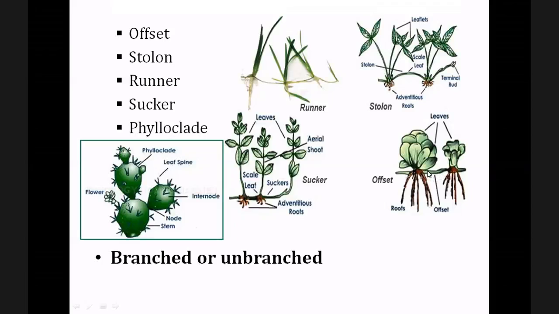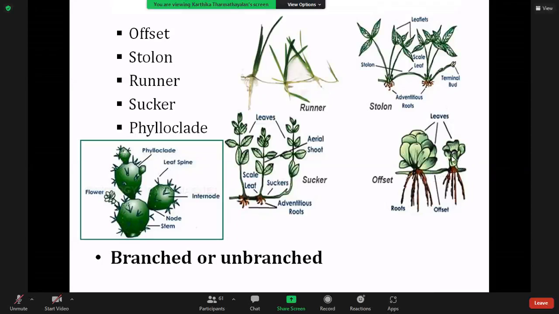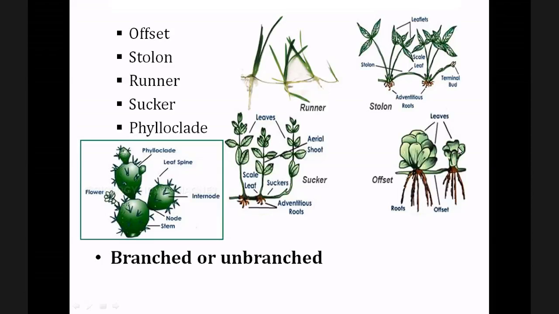They grow a little horizontally, and then they produce a rosette of leaves. A rosette of leaves means a circular arrangement of leaves. In the above ground part, they produce the circular arrangement of leaves. In the below ground part, they form adventitious roots. That is called an offset. The examples are Pistia, Eichhornia. Those plants form this offset.